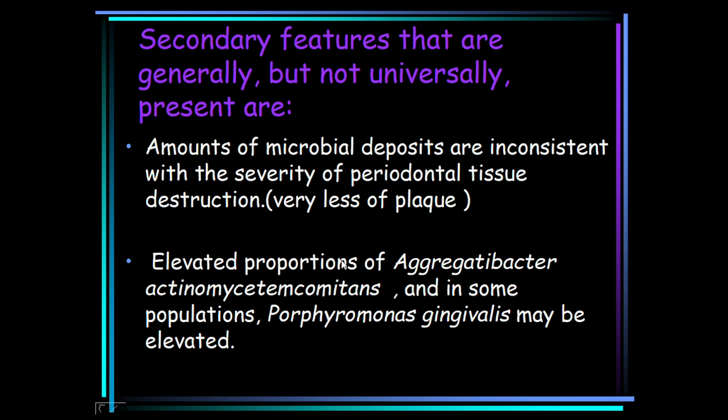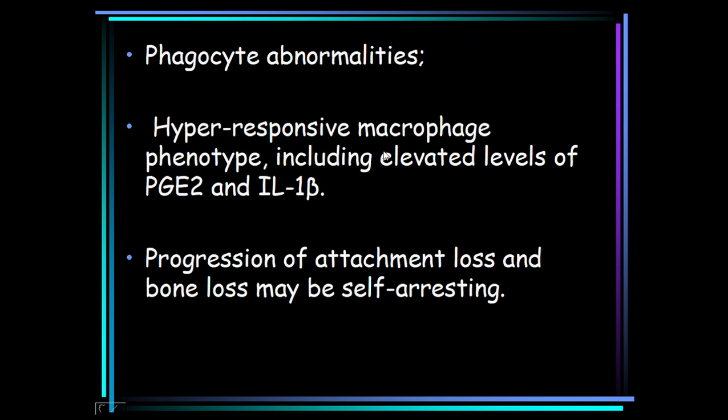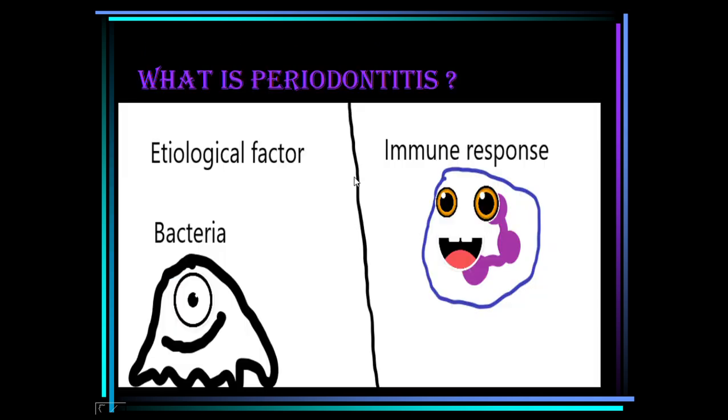Elevated proportion of Aggregatibacter actinomycetemcomitans, and in some populations Porphyromonas gingivalis may be elevated. And phagocytic abnormalities, hyperresponsive macrophage phenotype including elevated level of prostaglandin E2 and interleukin 1 beta. Progression of attachment loss and bone loss may be self-arresting. I will be explaining in detail how the disease is due to phagocytic abnormality and what is hyperresponsive macrophage.